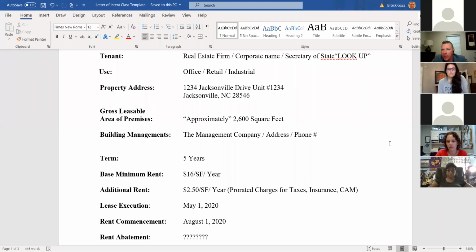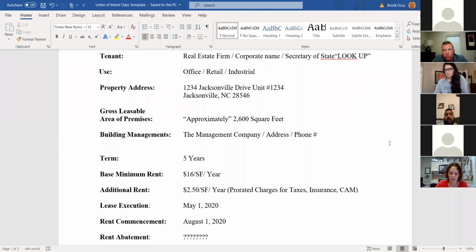Let's call on Corinthia. Hey, Corinthia, why do you think that you should put the word approximately right here, where it says gross leasable area of premises? Let's just say the tenant agent or the landlord's agent or the landlord told you or marketed this property as 2,600 square feet. Why do you want to make sure you always put approximately right there? I would say unless you had an appraiser or someone professional come out and measure it. If you didn't have someone measure it, you want to make sure that you put approximately. Okay, that's good. That's very true.